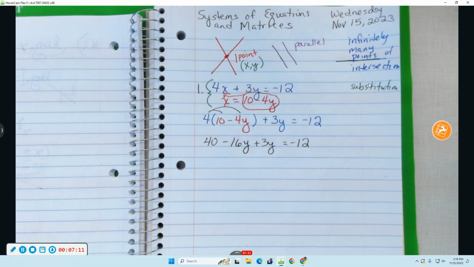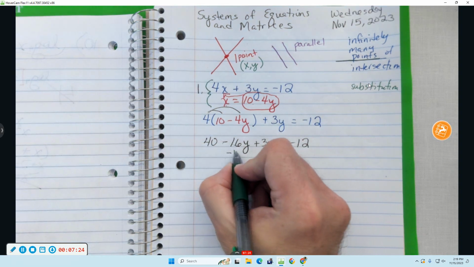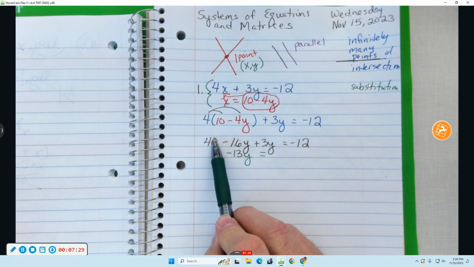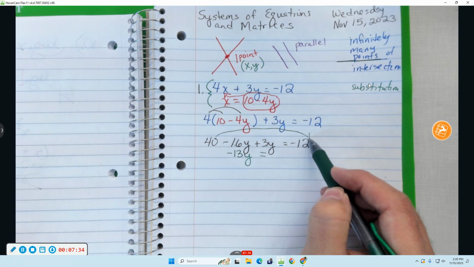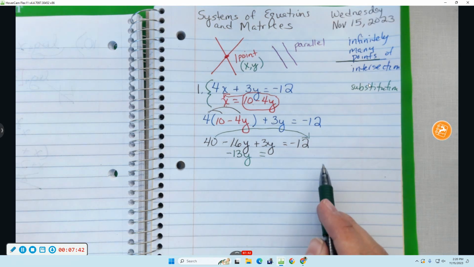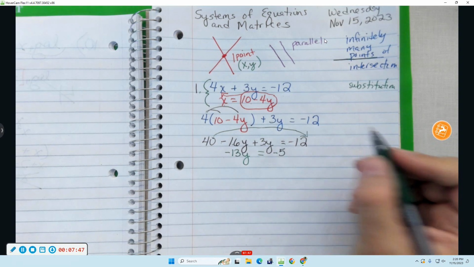This is just a linear equation. Isolate the variable. We'll do that by combining the negative 16y plus 3y. That would be a negative 13y. And then what am I going to do with this 40 if I'm trying to solve for y? I'll have to move it over by subtracting. Negative 12 minus 40. Is that going to be a negative 52?